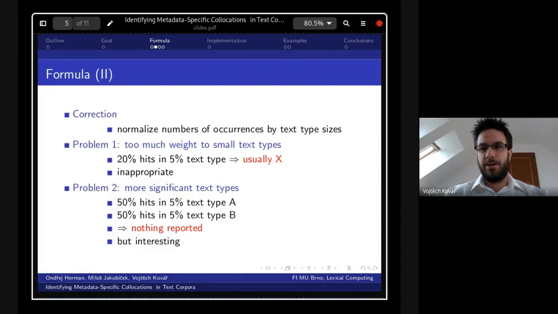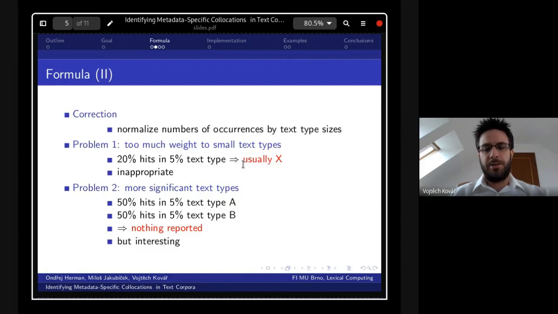However, there are new problems with this approach. The first one is that small text types are given too much weight. For example, if we find 20% of hits in a text type covering 5% of the corpus, it would often result in the label usually X, usually zoology, if zoology covers 5%, which is an inappropriate label. It is probably something to be reported, but not as usually X.